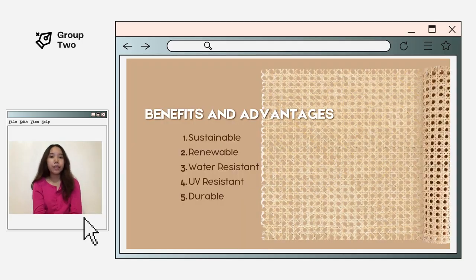So what are the benefits and advantages of using rattan as a material? It is sustainable and renewable. Similar to bamboo, harvesting rattan is easy and can be done without damage to the environment. The material is also water resistant and can stay under the heat of the sun without discoloration and maintain its durability. Speaking of durability, rattan is a very tough yet lightweight material.